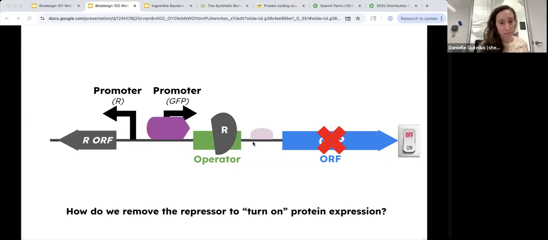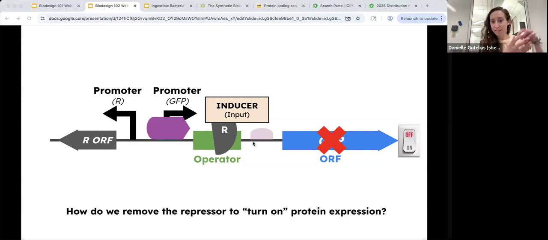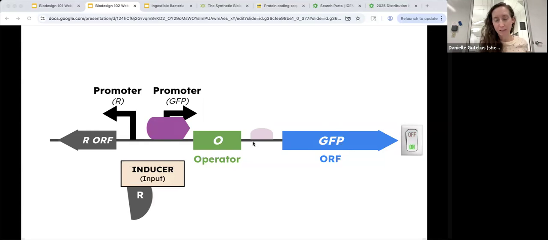So how do we finally get the GFP production? Our input molecule can bind to the repressor. This is a very common way of doing it, the simple way. You would choose a repressor protein that's able to recognize and interact with your molecule of interest, that would be your input or your inducer. When those two bind, it changes the shape of the repressor, and now it can't bind anymore. That frees up that section of DNA, and now the RNA polymerase can go ahead and do its thing, and you're going to get your GFP product.